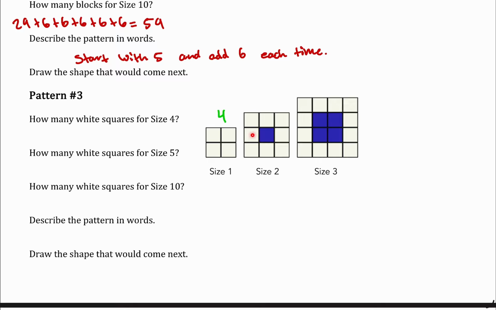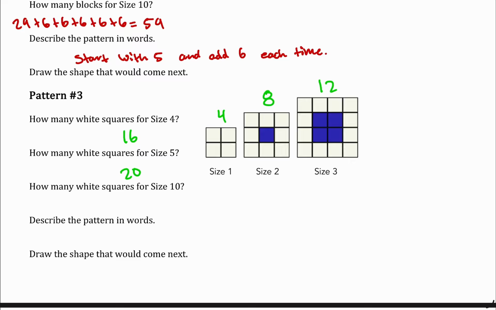Then on this second one, I have 1, 2, 3, 4, 5, 6, 7, 8. Then on this third one, I have 1, 2, 3, 4, 5, 6, 7, 8, 9, 10, 11, 12. Okay, so the pattern looks like it's going up by 4 each time. So what would the next box be? It would be 12 plus 4, which is 16. Then the one after that, 16 plus 4, which is 20.